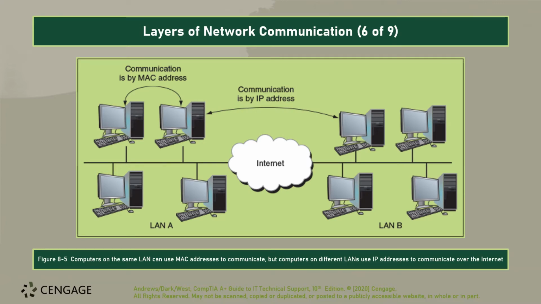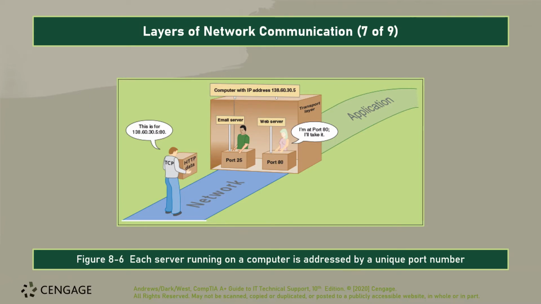So inside of a LAN, communication is done by MACs because it's a lot faster. And then communication is done by IPs when we have to go over the internet, because we need a higher level of differentiation between local and remote networks.